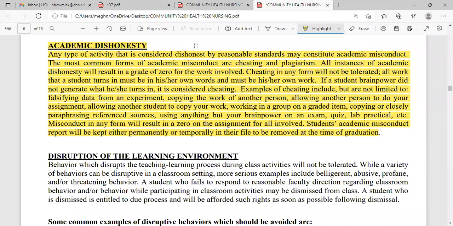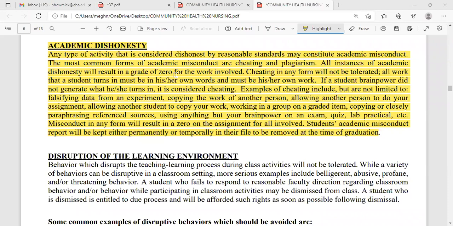The most common form of academic misconduct is cheating. Again, I want to tell you, basically our students do not do it. They always like to follow our rules and regulations. All academic dishonesty will result in a grade of 0 for the work involved, and cheating in any form will not be tolerated.